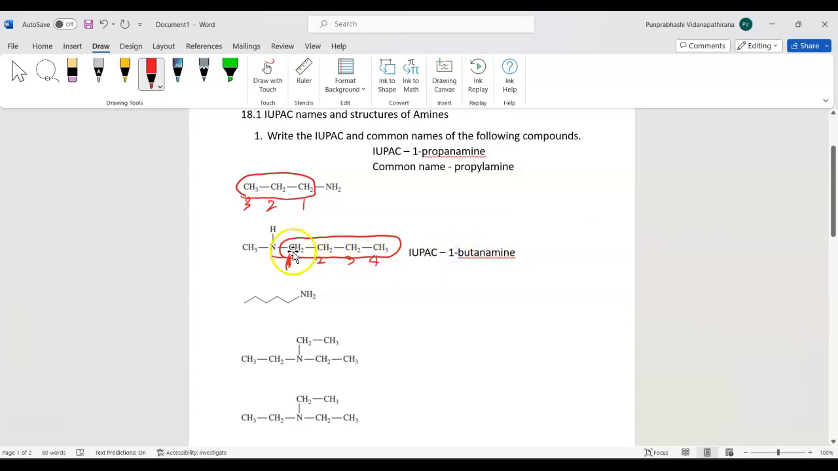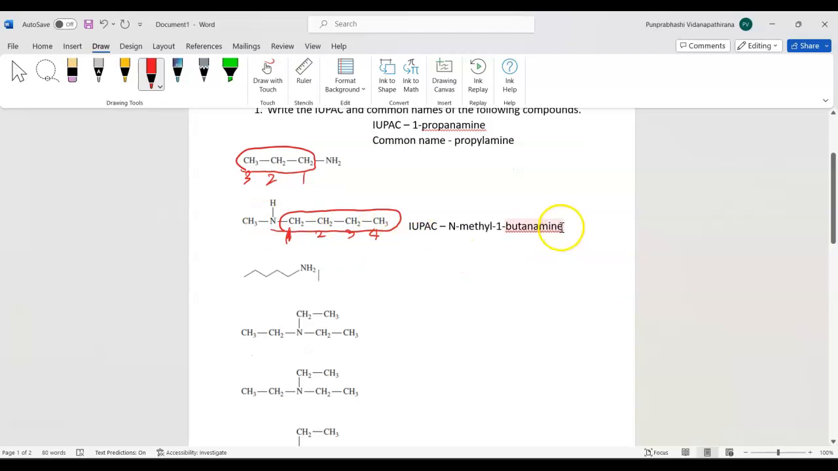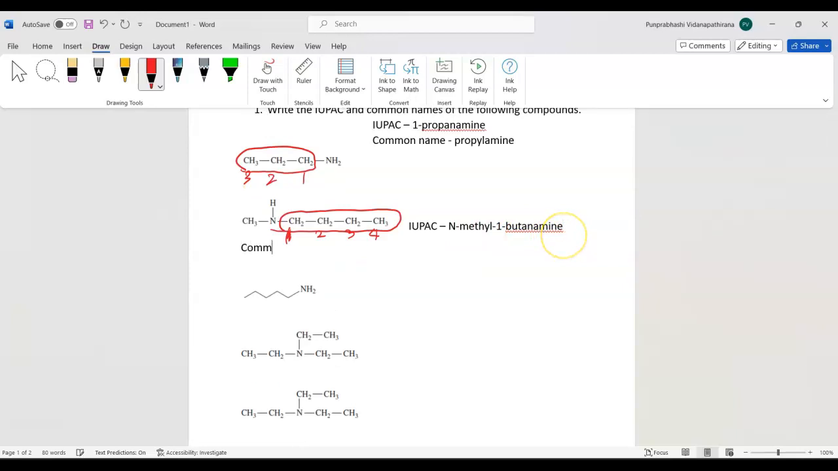And what else? There's another methyl group attached to the nitrogen atom, so that has to be written in front of the name. The IUPAC name is N-methyl-1-butanamine. What is the common name? There's a methyl group on one side and a butyl group on the other side. So according to alphabetical order, it will be butyl methylamine. Butyl methylamine, that's the common name.